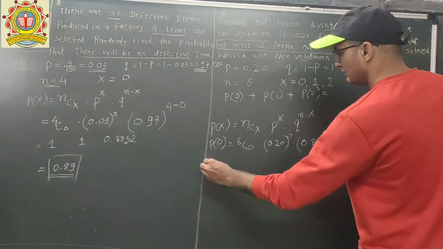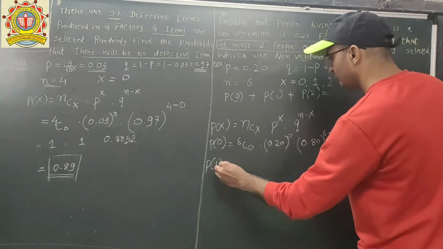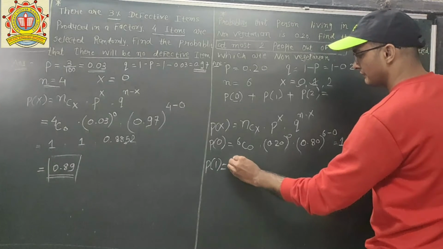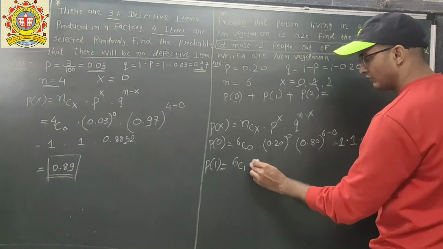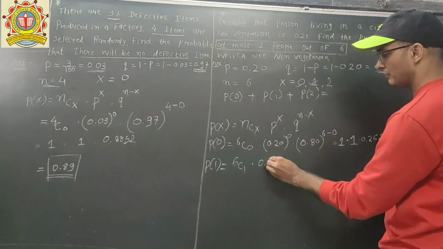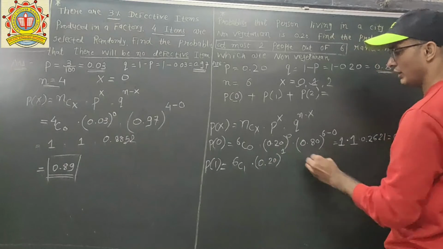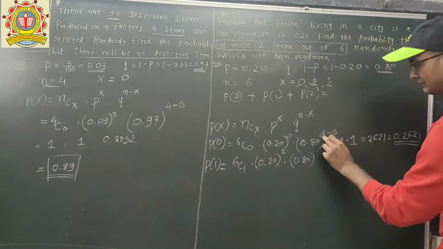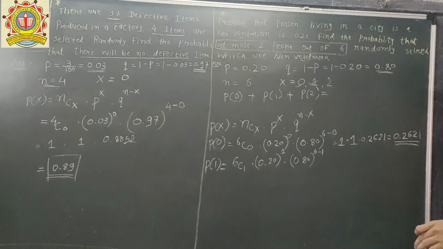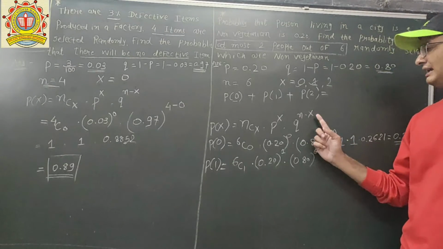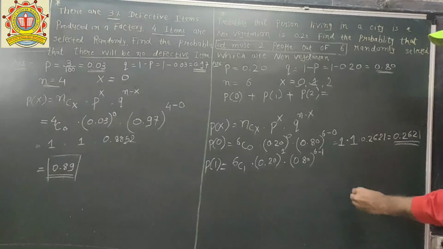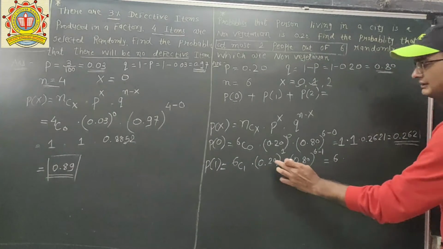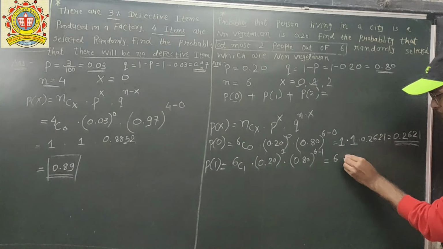Now the second one, the probability of 1. We have solved 0, now going for 1, using the same formula. 6C, instead of 0 it is 1, multiplied by 0.20 raised to 1, multiplied by 0.80 raised to 6 minus 1. Got it? n is equal to 6, x is equal to 1. Now 6C1 comes to 6, and 0.20 raised to 1 comes to 0.20.